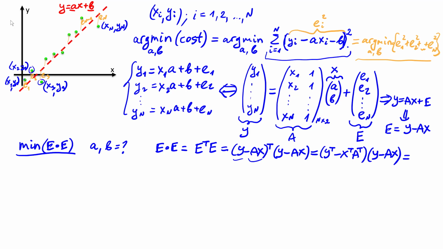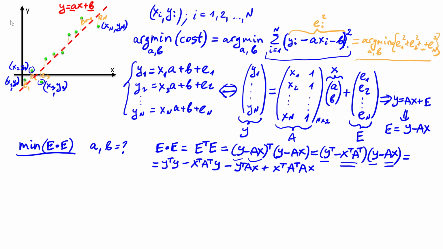Now we can use the distributive law and find what it equals. So it will be the following. y transpose y minus x transpose A transpose y from this one together with this one, and then this one with this one will be minus y transpose Ax, and then this one with this one will be plus x transpose A transpose A x.